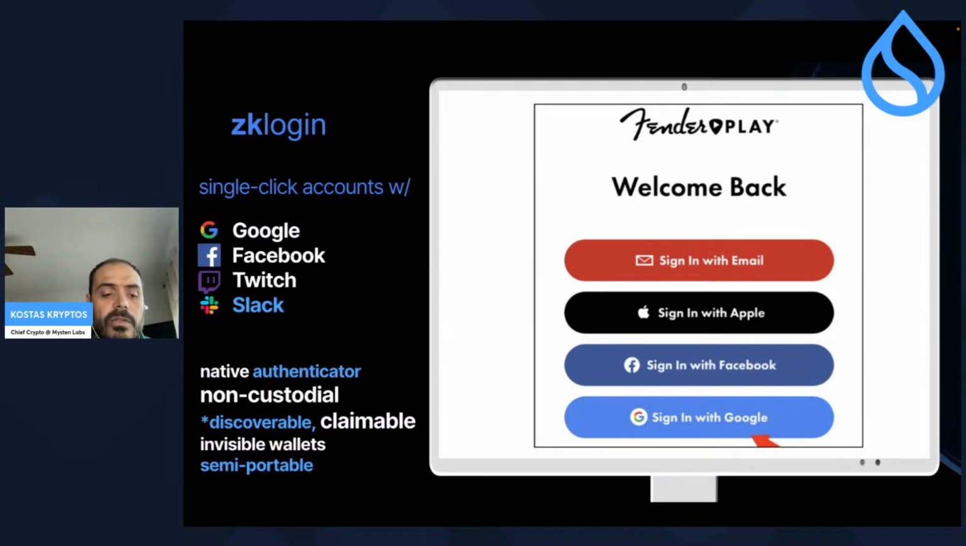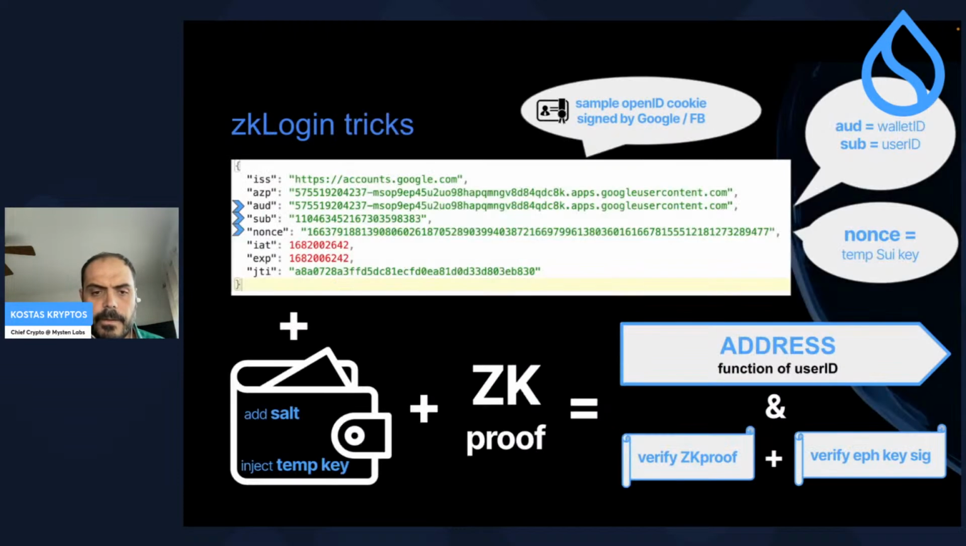And this also allows semi-portability, which means that you can use your login with Google with more than one wallet. You can even do multi-sig. I want zkLogin with Google in Ethos wallet, and with Google with Sui wallet, and with Google with mobile Ethos, or Facebook with Sui wallet, right? Using a combination of zkLogin and multi-sig, you can have some very, very interesting schemes.